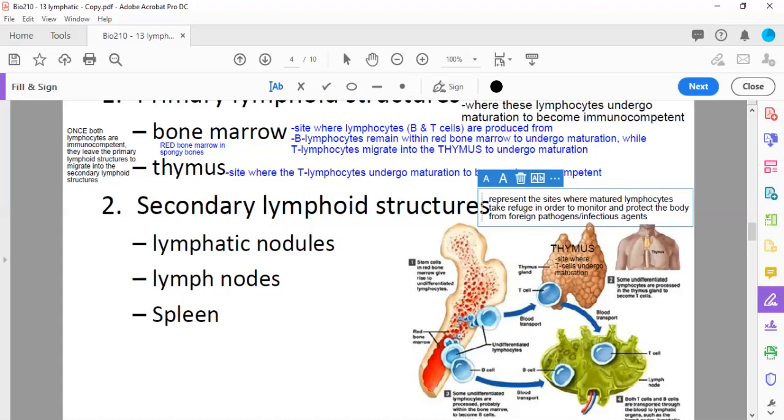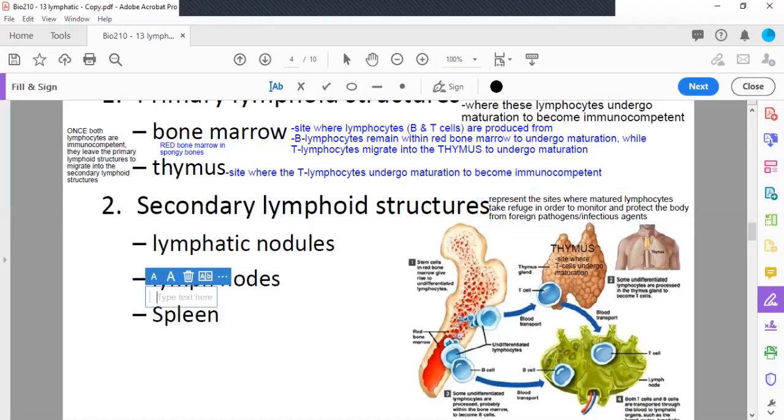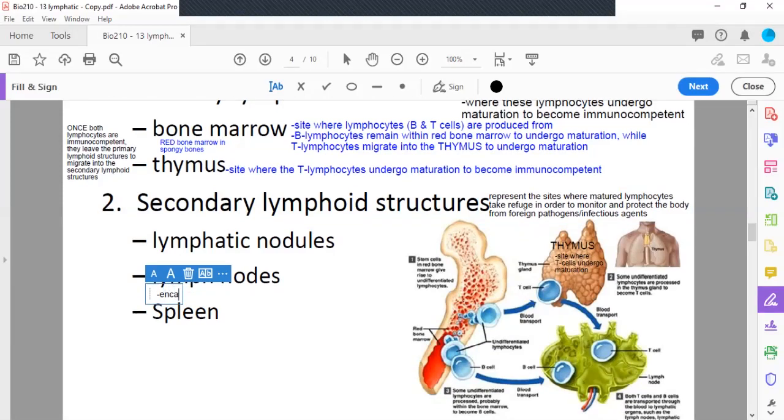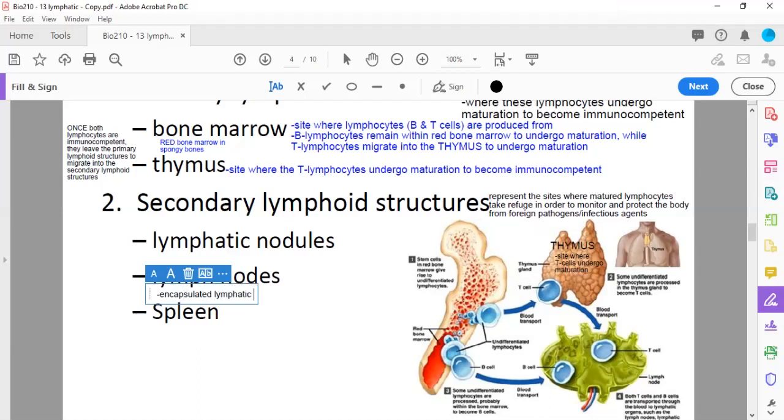So now let's ask the question: what are examples of secondary lymphoid structures? And the simple answer is spleen, lymph nodes, and lymphatic nodules. So when you ask what is the difference between the lymph nodes and spleen versus lymphatic nodules, well, we know for a fact a lymph node, by definition, is an encapsulated lymphatic organ.